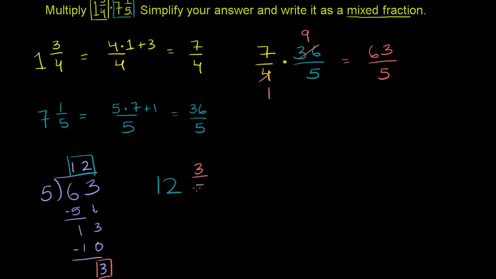And if you wanted to go back from this to that, just think 12 is the same thing as 60/5, or 60 over 5. 60 over 5 plus 3 over 5 is 63 over 5. So these two things are the same thing. These two things are equivalent. This is as an improper fraction. This is as a mixed number, or a mixed fraction. But this is our answer right there, 12 and 3/5.